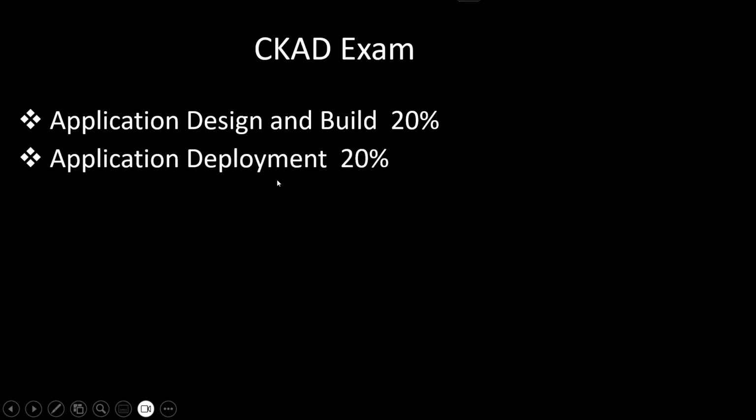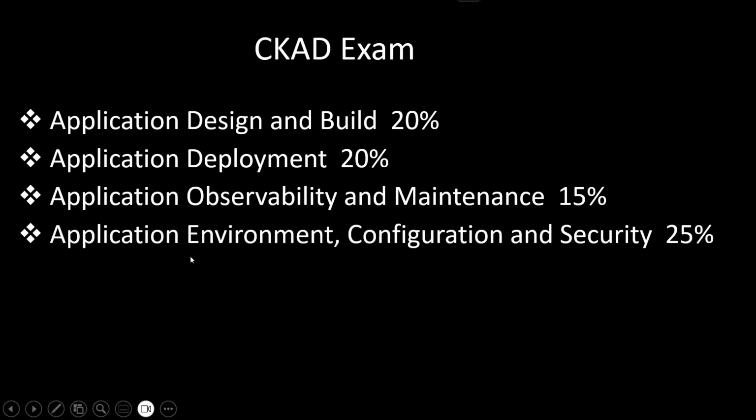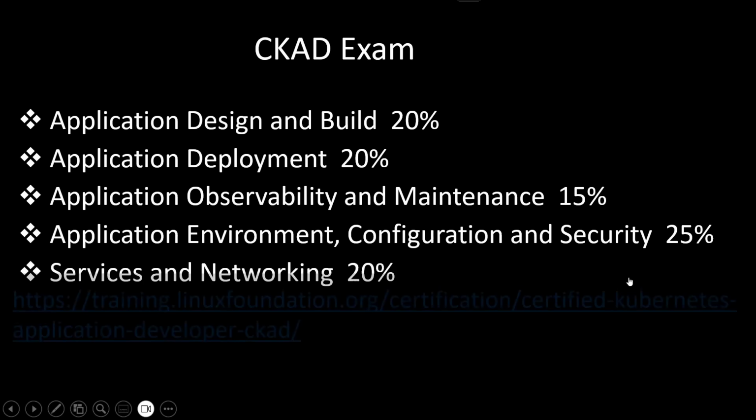The first one is application design and build, and it has a weightage of 20%. Second would be deployment. Again, it is 20%. Then application observability and maintenance, and application environment, configuration and security. It has a weightage of 25%. Thus, it is very important. The last is services and networking.